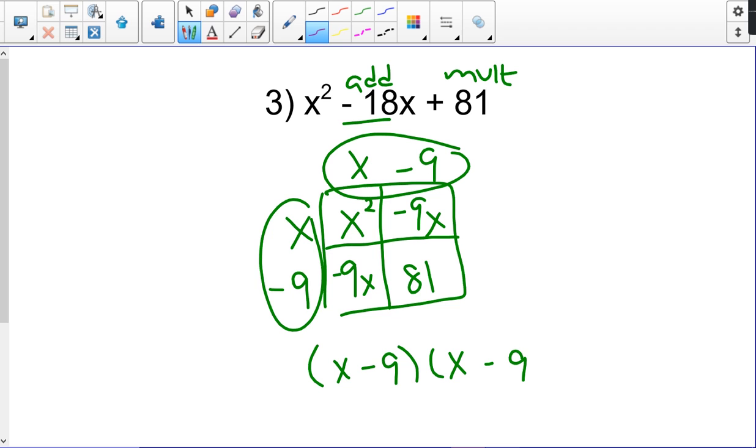And if you notice, this is what we call a perfect square because both factors are the same. If you're multiplying something by itself, that's a perfect square. We could rewrite it as x minus 9 to the second power, x minus 9 squared. So that was actually a perfect square problem that we were given. Hopefully some of you saw that right away and just got right to that x minus 9 squared.